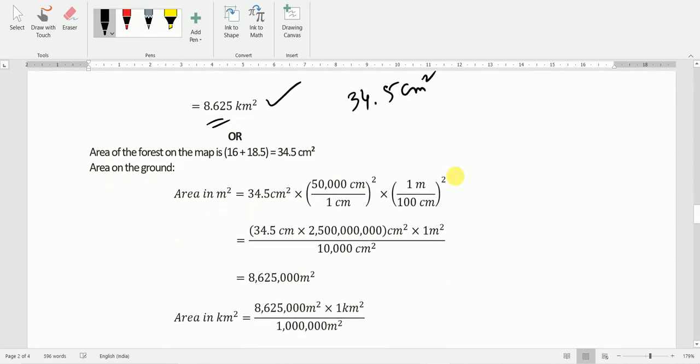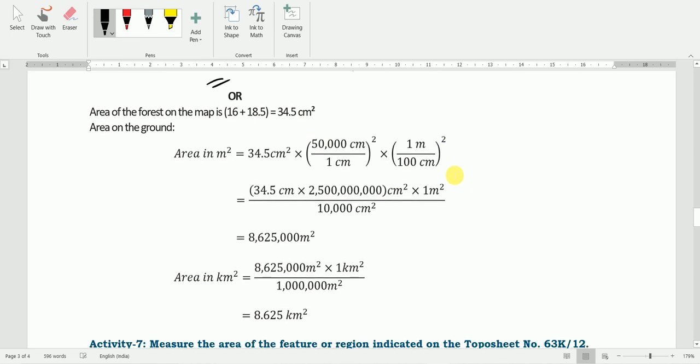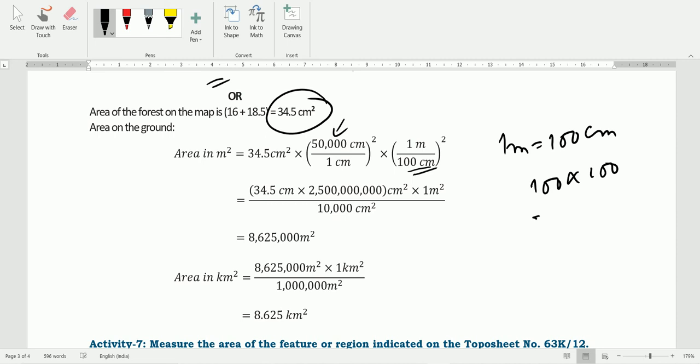Alternatively, we have another method here also. In this case, we are first calculating the area in square meters. So this is the area on the map, then this is the scale factor to be squared, and here we are going to express it in square meters, and that is why we are multiplying it by this 100 centimeter squared, because 1 meter is equal to 100 centimeter, and it is to be squared. 100 into 100 is equal to 10,000.